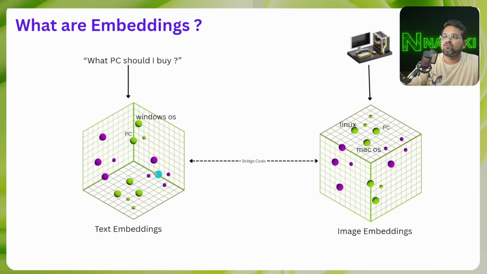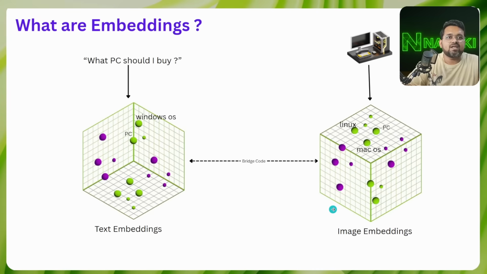So here we have to write some bridge code. That means filtering the most probable vectors from these embeddings and from those embeddings, combining them and then sending them to LLMs. So this comes with some complexity.